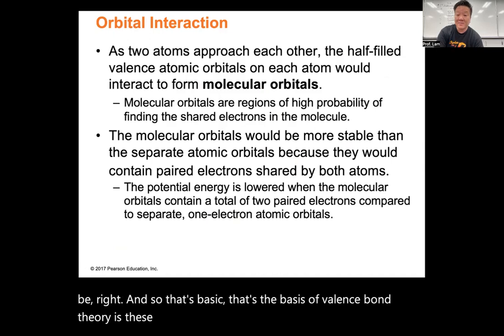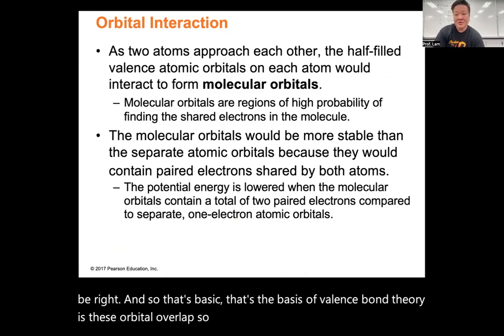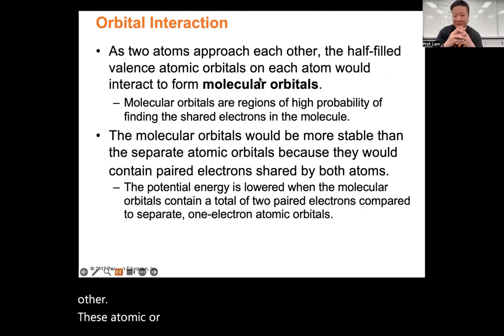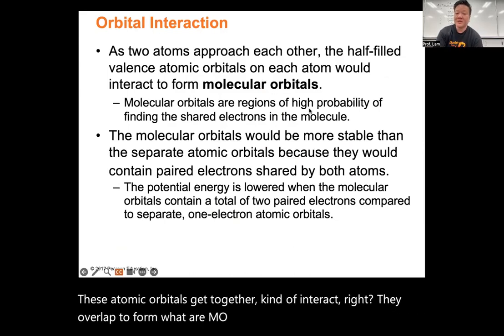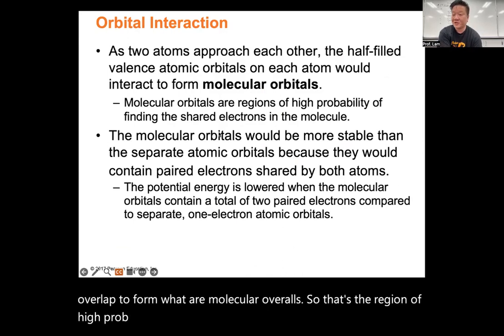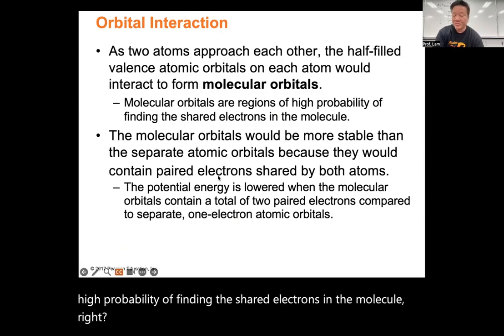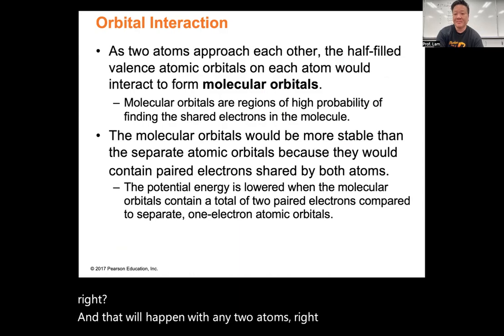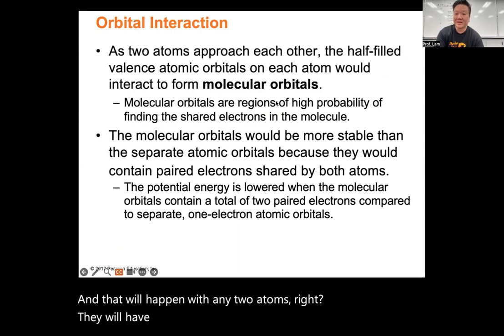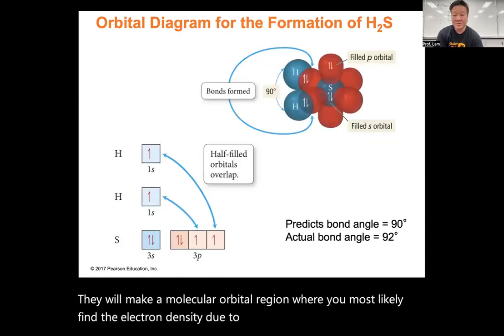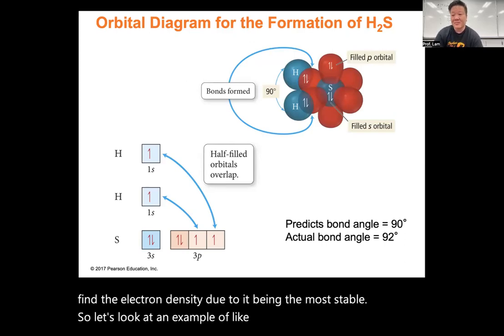is this orbital overlap. So as the two atoms approach each other, these atomic orbitals get together, they interact, they overlap to form what are molecular orbitals. So that's the region of high probability of finding the shared electrons in the molecule. And that will happen with any two atoms. They will make a molecular orbital region where you most likely find the electron density due to it being the most stable.